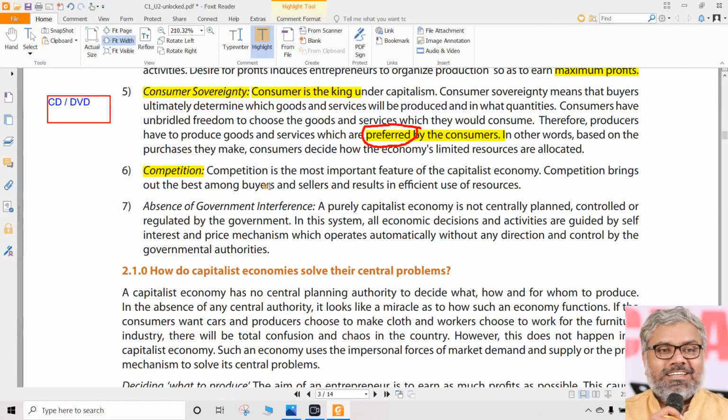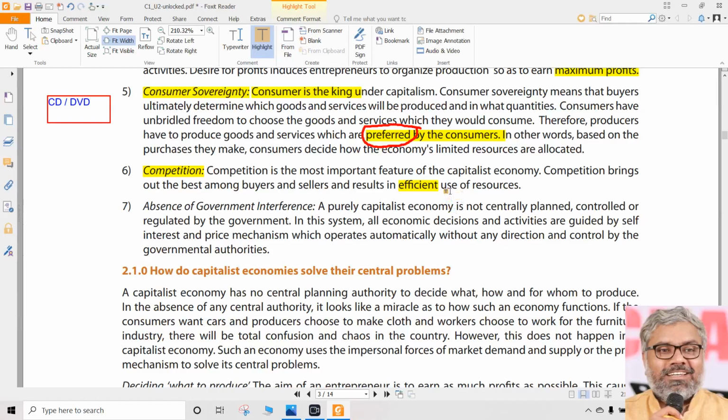Then another feature of capitalism is competition. Naturally, when there is a capitalist economy, there will be more number of sellers, more number of enterprises, firms and businesses, among which there will be competition. So one of the very important features of capitalism is competition. Good or bad, we will come to that analysis part later, but definitely that helps in bringing out the best efficiency out of the buyers and sellers, since there is competition.